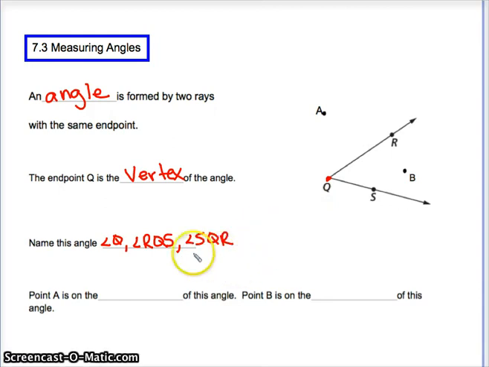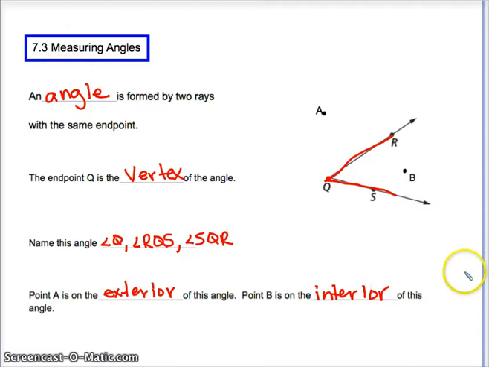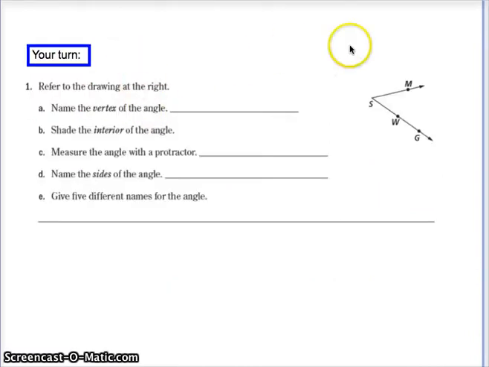But either way, when you say the name of the angle, you should be able to trace and come up with that angle. So for example, when I say R to Q to S, I should create that angle with my name. All right. Now, point A, this point way outside here, we say that is on the exterior of the angle, on the outside there, and point B is on the interior of the angle, or on the inside there.